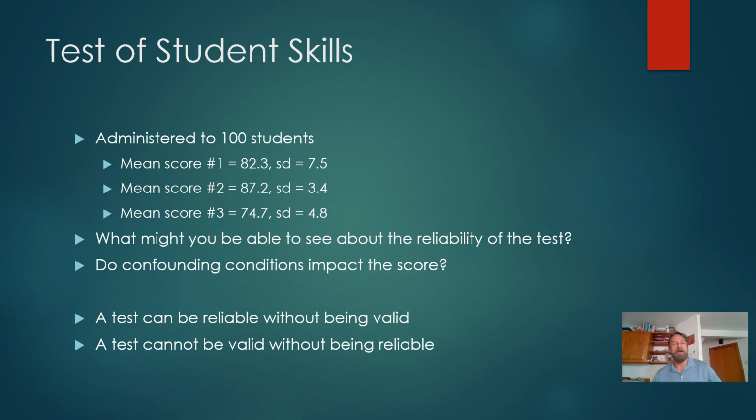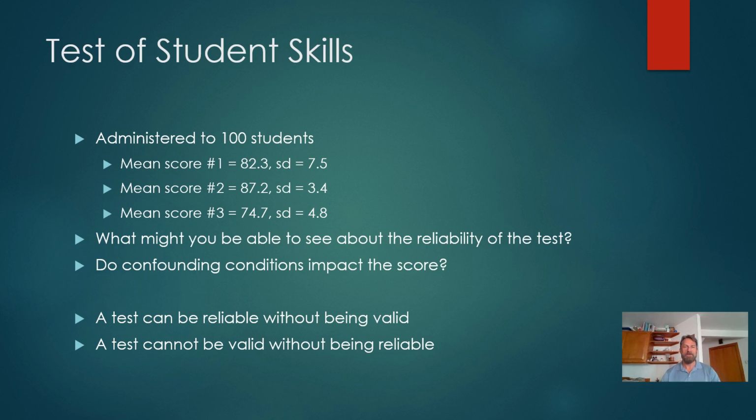Here's an example. Imagine that I administered a test to 100 students, actually 3 times. So let's assume that I've administered a test of student skills to 3 groups of 100 students. And for the results in my first run, I get a mean score of 82.3 with a standard deviation of 7.5. So, okay. For the mean score number 2, I get a mean score of 87.2 and a standard deviation of 3.4. Those are a little bit different. And the standard deviation can be an indicator there.